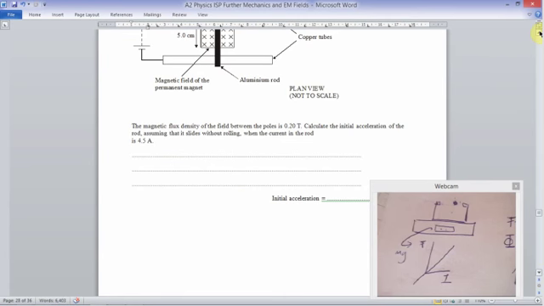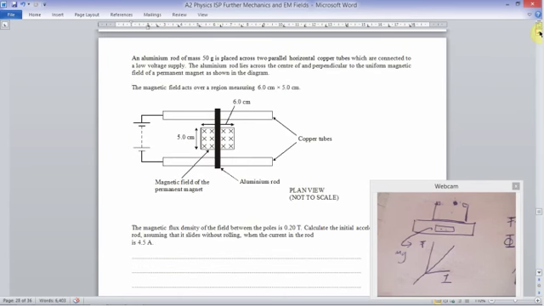So we've got a situation here where we've got some copper tubes and an aluminium rod across them, in a magnetic field. It's going into the page. That's what the X's mean. You've got an area here of 30 centimetres cubed. The magnetic flux density of the field is 0.2.